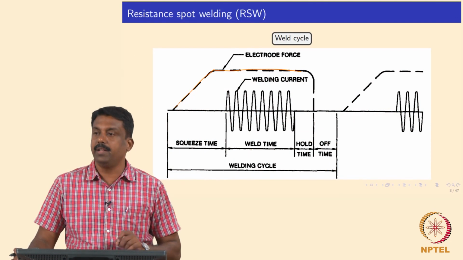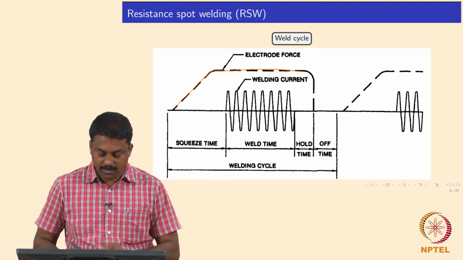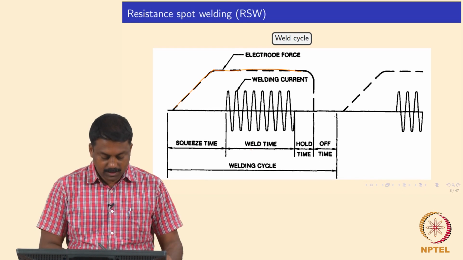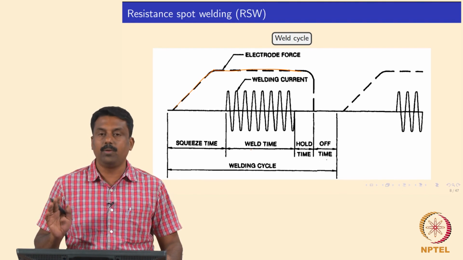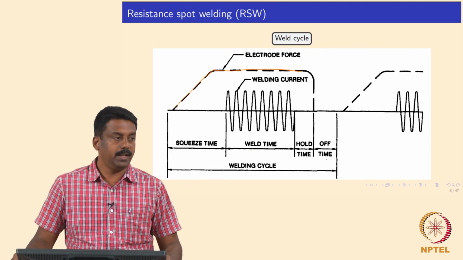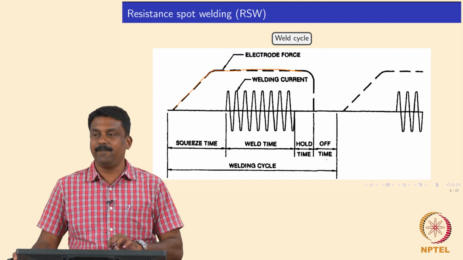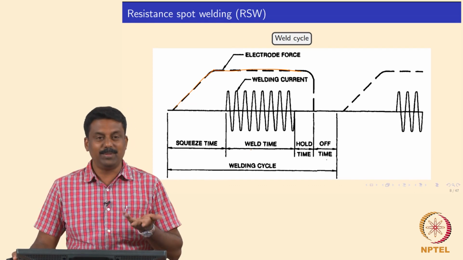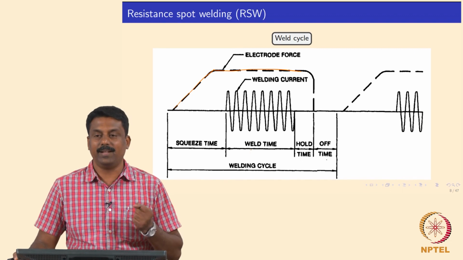So, the important components of this entire weld thermal cycle are the squeeze time, weld time, hold time and off time. The entire welding cycle would run not more than 200 milliseconds in a typical resistance spot welding, right. It is clear. But this is extremely simple. In real life, such a simple weld thermal cycle we hardly use. So, we will have to introduce a lot of modifications.